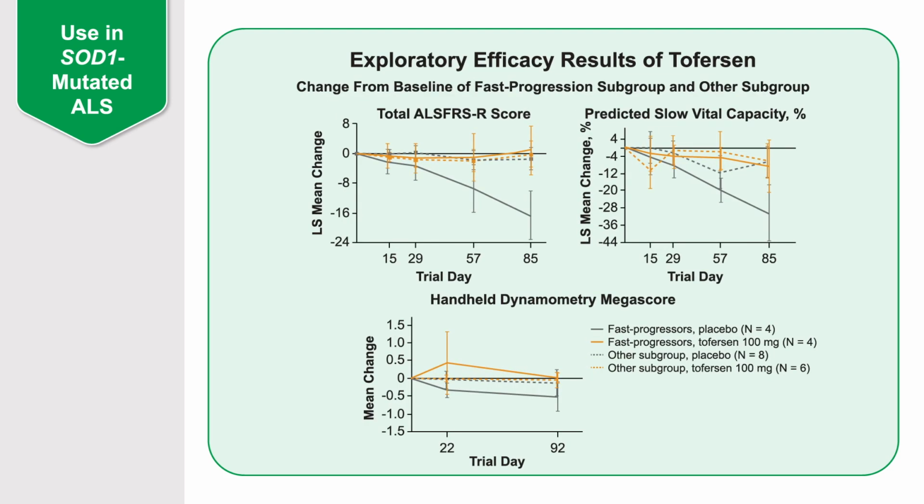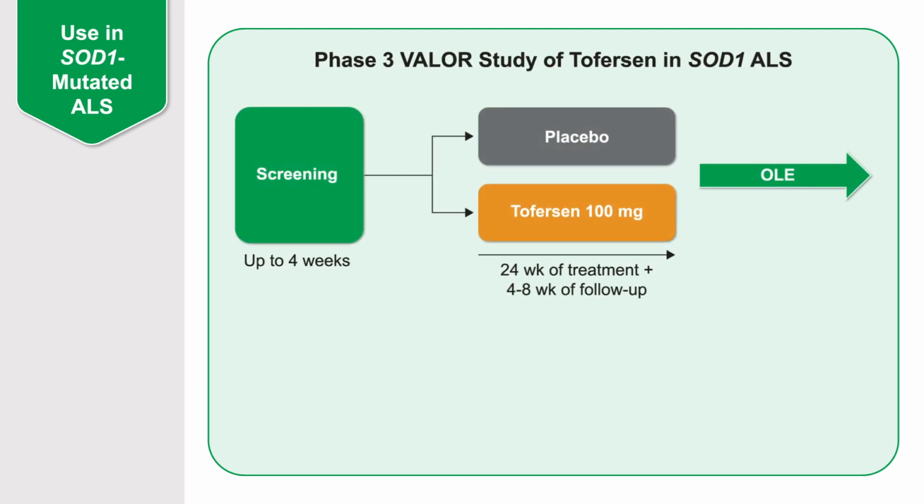At the highest dose of tofersen, which was 100 milligrams, there was a trend towards slower clinical decline of function, respiration, and strength, with greater differences in patients with rapidly progressing disease. So these measures included the ALS Functional Rating Scale, the slow vital capacity, and the handheld dynamometry measures for muscle strength, also referred to as the megascore. Based on the early phase clinical trial results of tofersen, phase 3 was initiated.